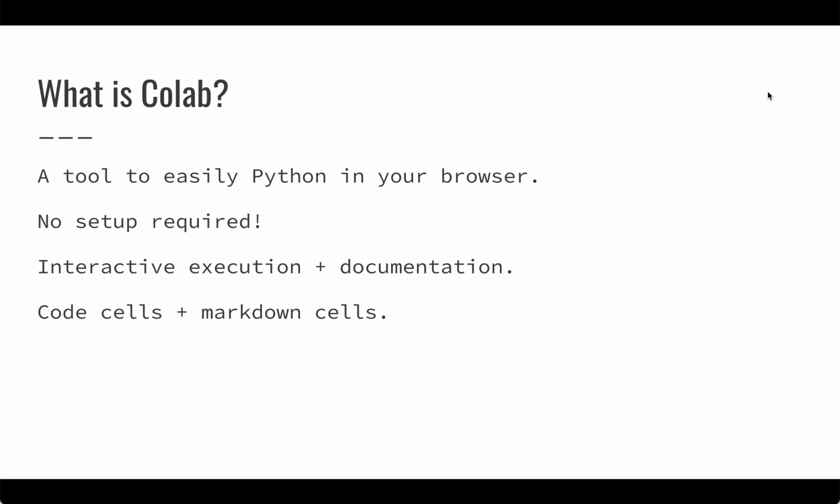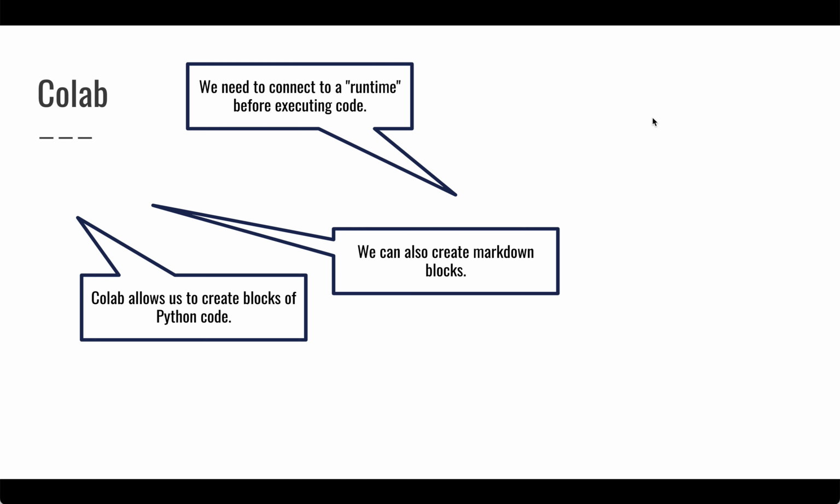It has interactive execution. You can build execution step by step, really, by putting things into individual cells. You can document and provide instruction right in line. It has code cells and markdown cells, and it works really well for building independent instructional artifacts that allow people to learn Python.